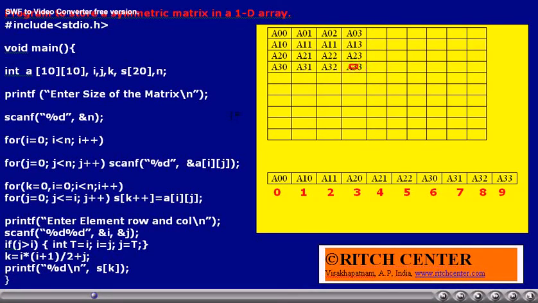Like this. In the first row, one element A00. Second row, two elements 10, 11. Third row 20, 21, 22. Fourth row 30, 31, 32, 33. What are all these elements? Only lower triangular part elements of the symmetric matrix. They are saved into the 1D array. Like this, we have transformed, rather I say, the 2D array elements are now stored in the 1D array.